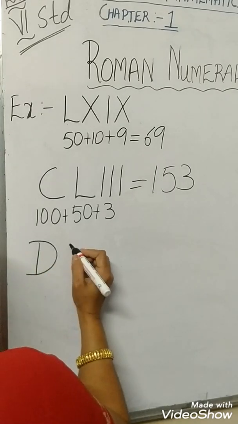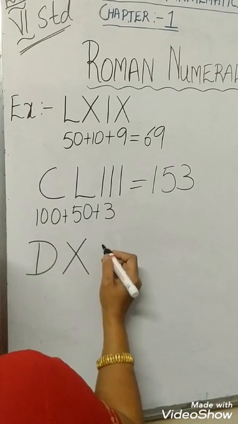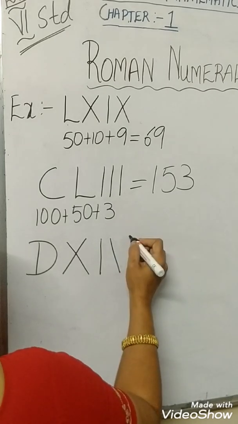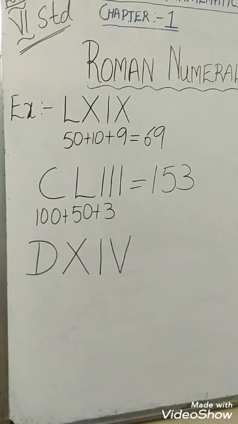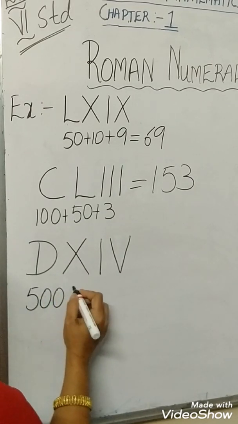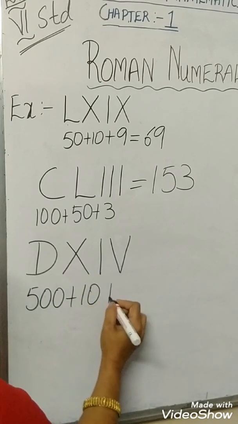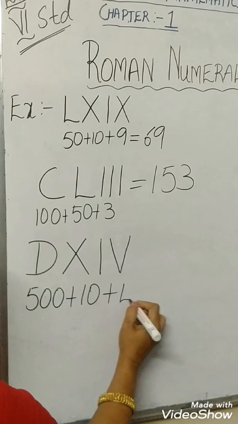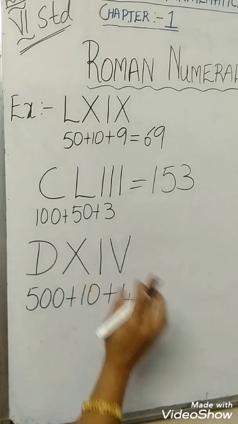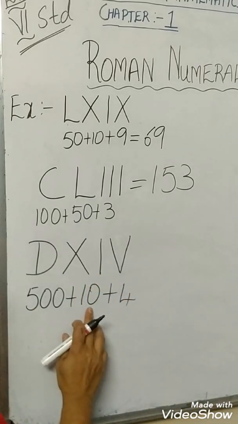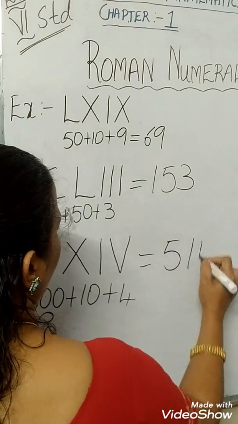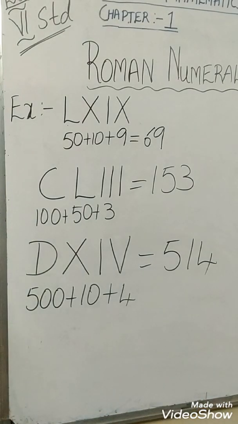Now look here. We'll see another example. D, X, I, V. What is the symbol D represents? It's 500. X is 10. And this is IV, which is nothing but 4. So, what does the symbol D, X, I, V represent? 500 plus 10 plus 4. It is 514. Did you get it, children?